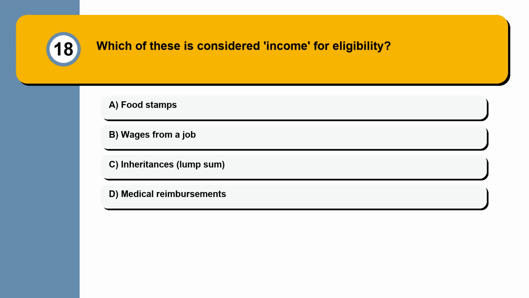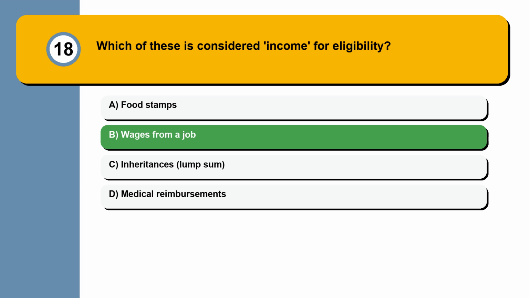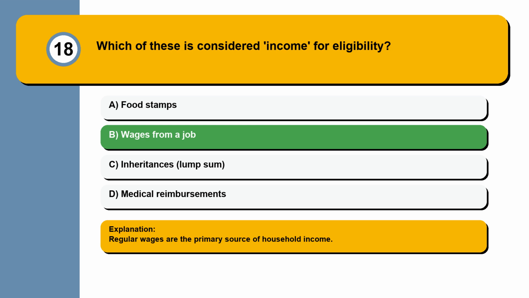Question 18. Which of these is considered income for eligibility? Food stamps, wages from a job, inheritances, lump sum, medical reimbursements. Regular wages are the primary source of household income.